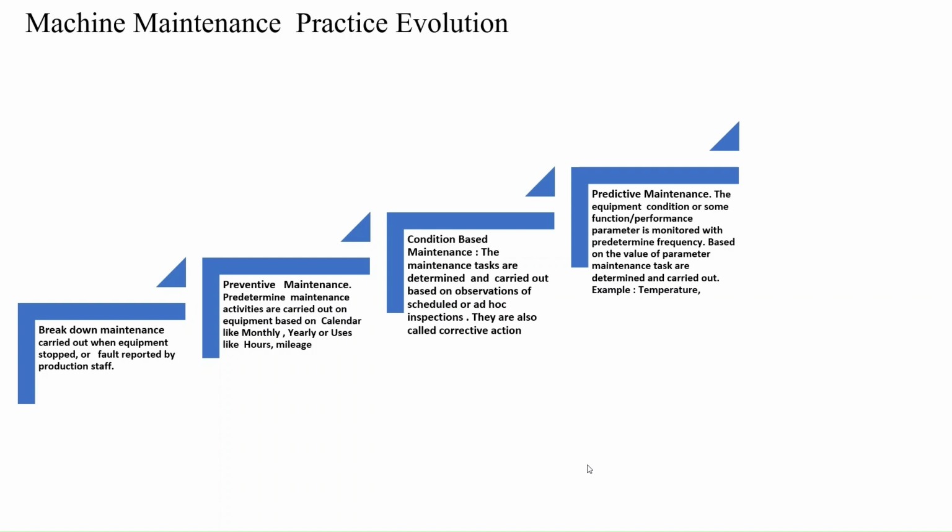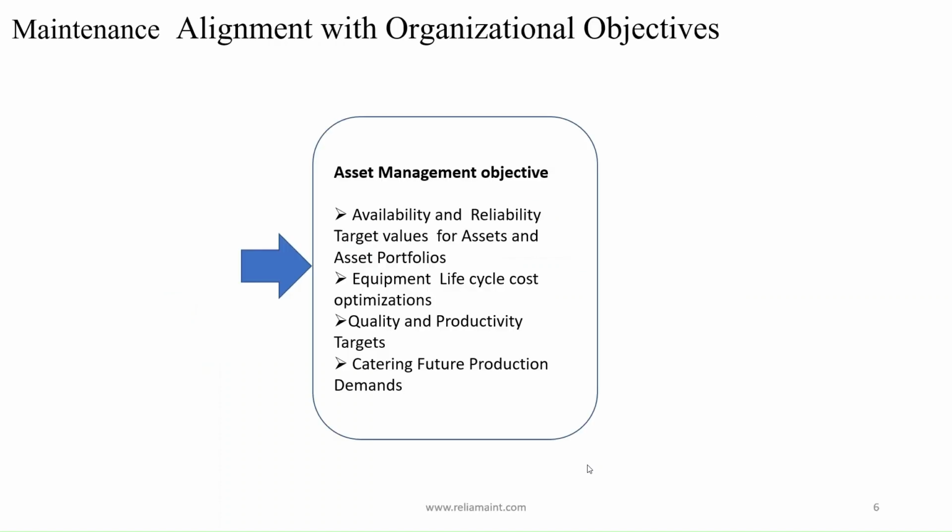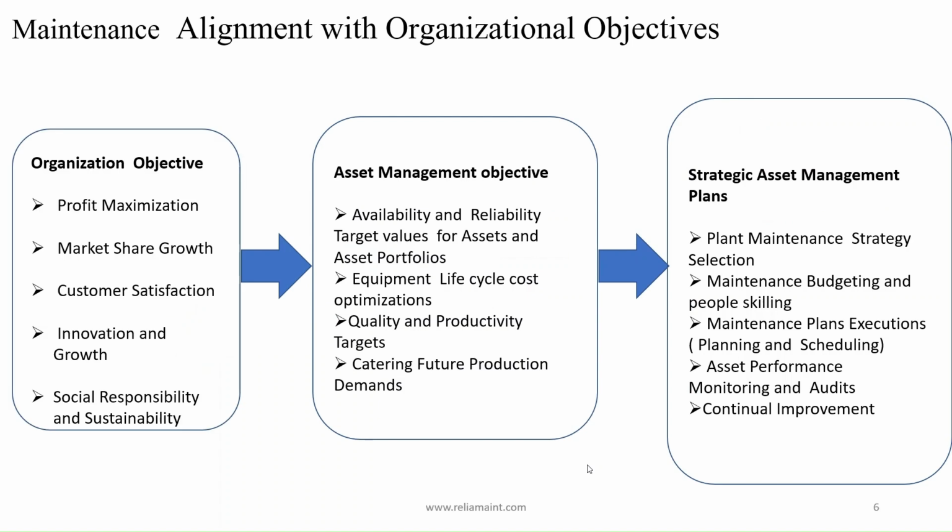Predictive maintenance. The equipment condition or some function or performance parameter is monitored with predetermined frequency. Based on the value of the parameter, maintenance tasks are determined and carried out. Proactive maintenance. All activities carried out to modify or redesign the equipment function are termed proactive maintenance.